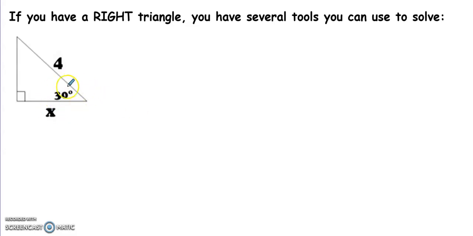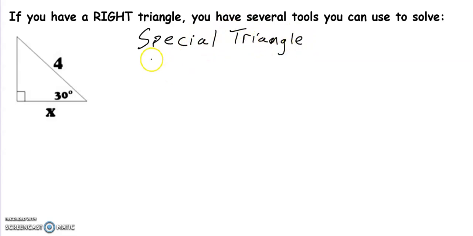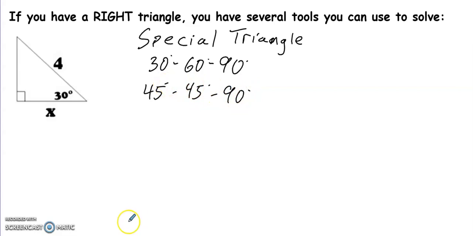Well, notice this angle right here is a 30-degree angle. This makes this a special triangle. We have 2 special triangles. We have the 30-degree, 60-degree, 90-degree special triangles, and we have the 45, 45, 90 special triangle. So looking at this one, I'm like, hey, this is 30. So there's my 30. There's my 90. How do I know this one is 60? Well, because all 3 angles inside any triangle have to add up to 180. So 60 plus 30 is 90, 90 plus 90 is 180.